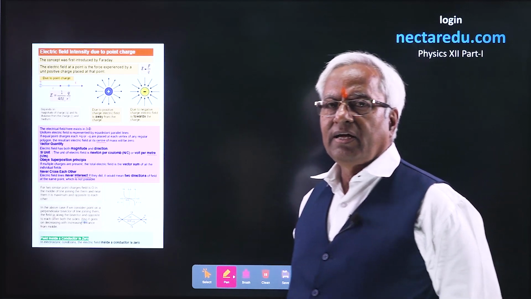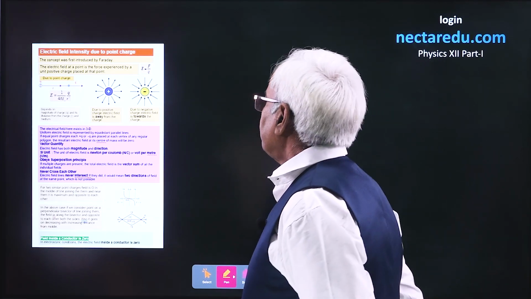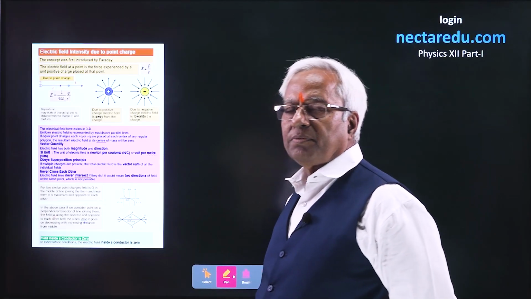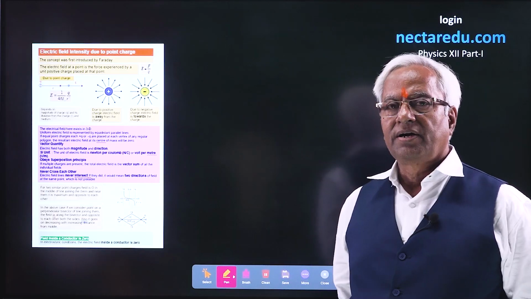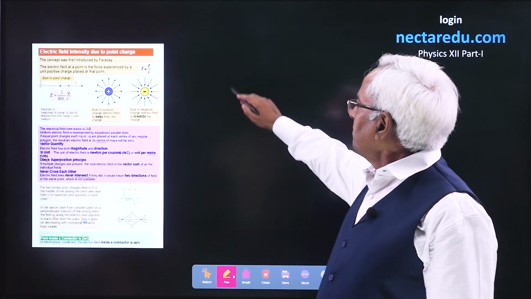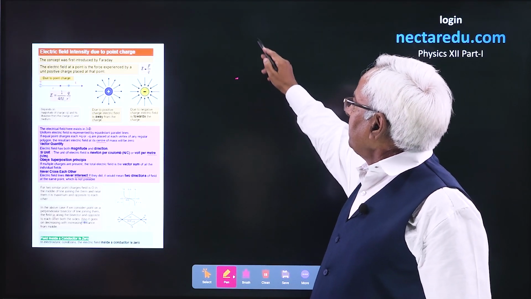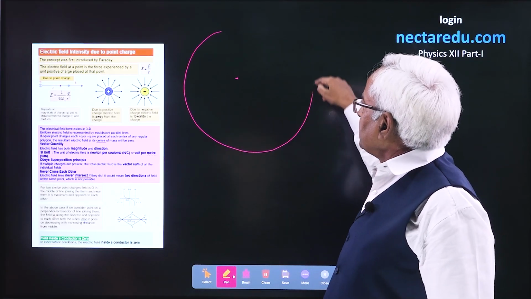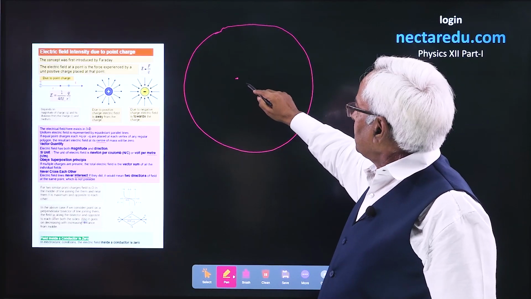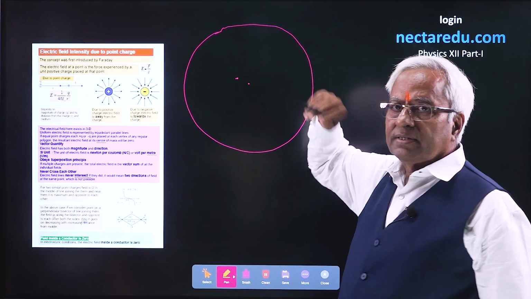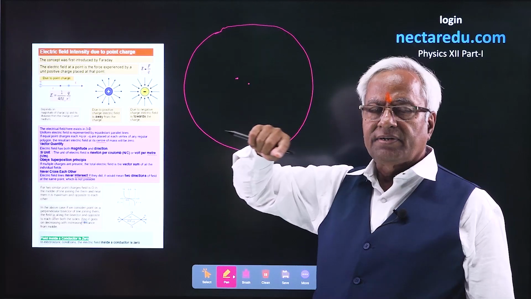Electric field and its intensity. The basic concept of electric field was introduced by scientist Faraday. Whenever there is a charge, it can influence the charges placed in its surrounding. The region in which it could influence the other charges is known as electric field.